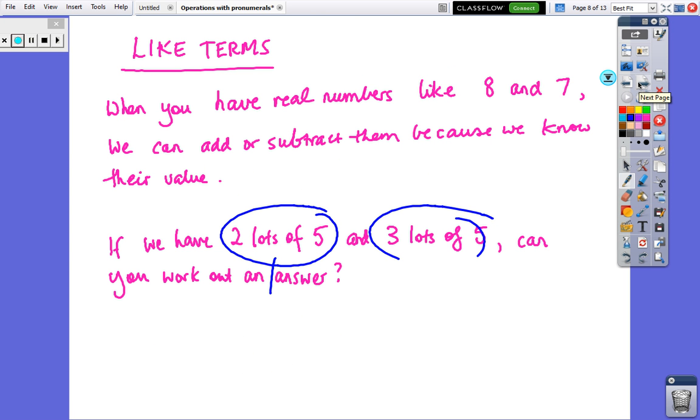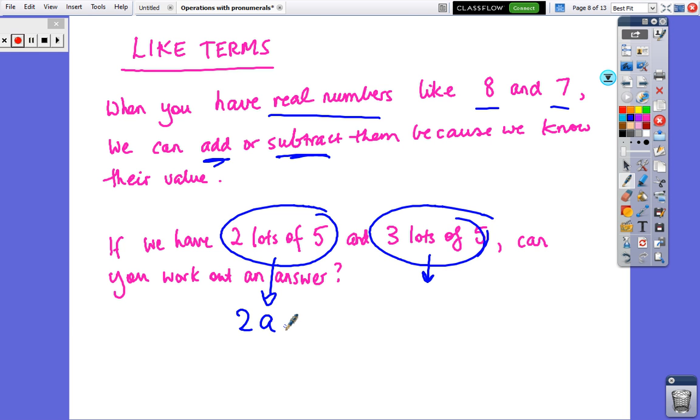Okay, so now we're up to like terms. When you have real numbers like 8 and 7, we can add them or subtract them because we know what they're worth. So when you have 2 lots of 5 or 3 lots of 5, can you work out an answer? And the answer is yes, because 2 lots of A is 2A.